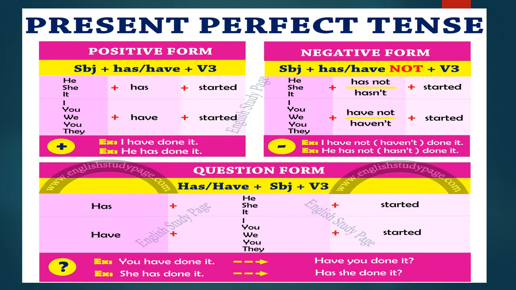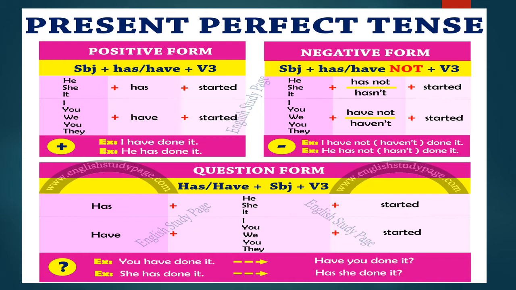Now let's talk about the present perfect tense, okay? The positive or affirmative form of the present perfect is have or has plus past participle. Has comes with he, she, it, or any singular noun. Have comes with I, you, we, they, or any plural noun. So the affirmative sentence in the present perfect should have the verb has or have plus past participle.